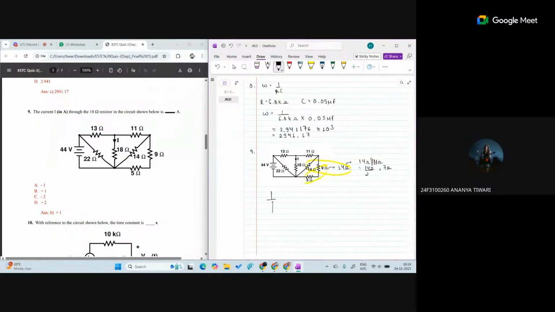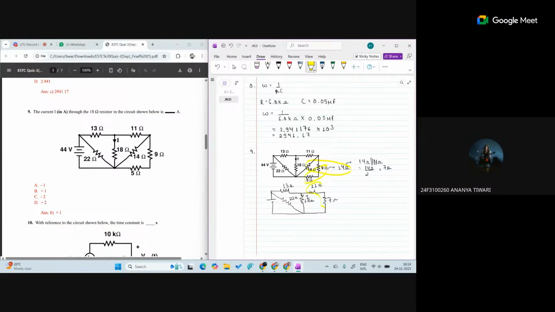This is 44. This is 13. This is 18. This is 11. This is 7. And this one is 22. 18 ohm. This is I. This is 13 ohm. And this is 11 ohm. Now it is all good.